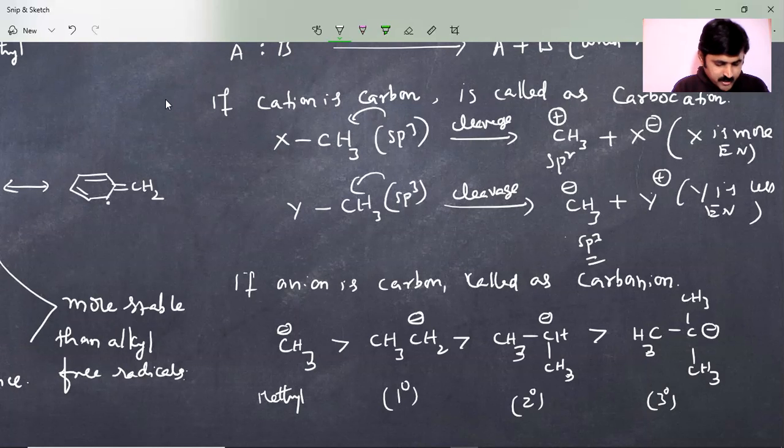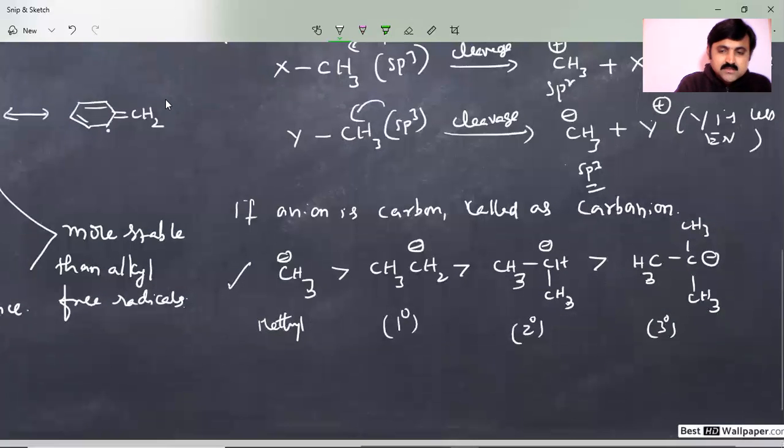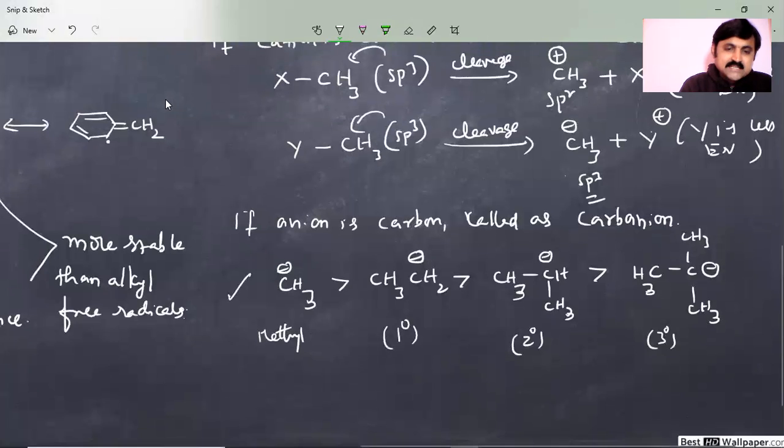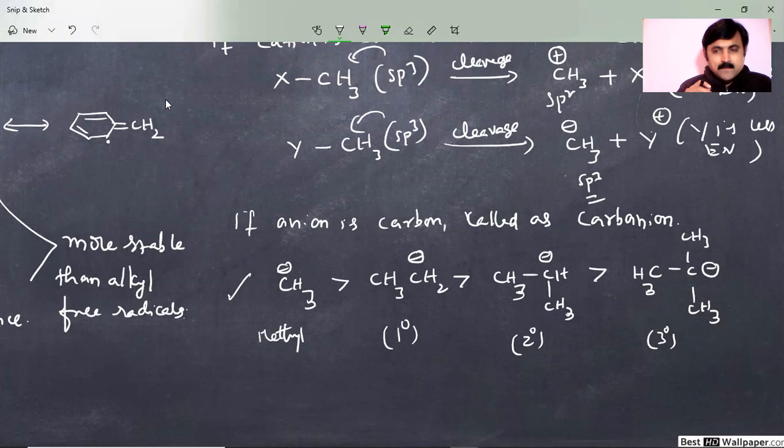So an organic ion with a pair of available electrons and a negative charge on the central atom is called a carbanion. And the stability order we have now observed is methyl greater than primary, greater than secondary, greater than tertiary. In this case, we can say one thing: if CH3 groups are not there with the carbanion and electron withdrawing groups like CN or C=O groups are there, they increase the stability of the carbanions, and electron releasing groups will decrease the stability of the carbanions.